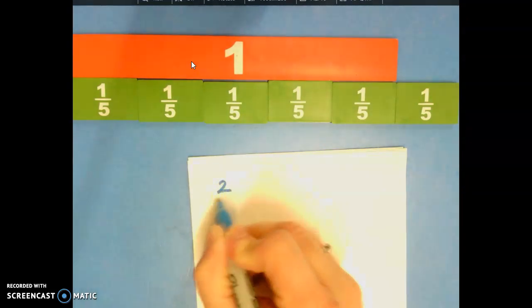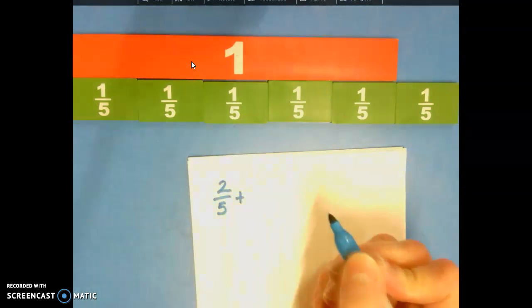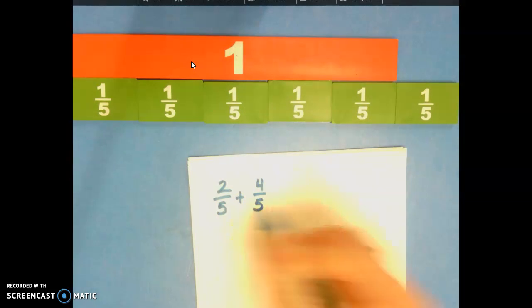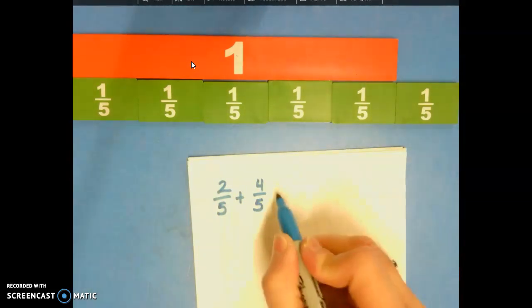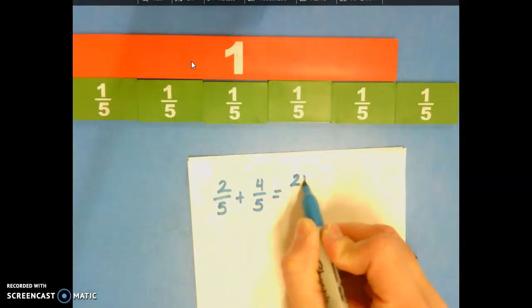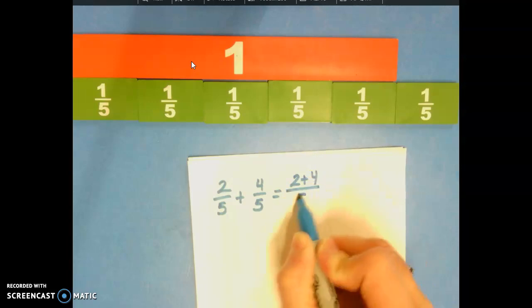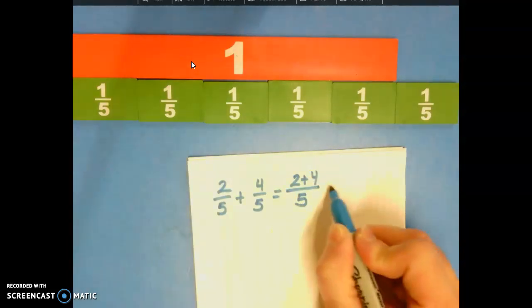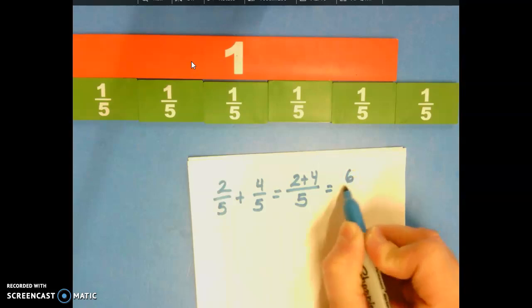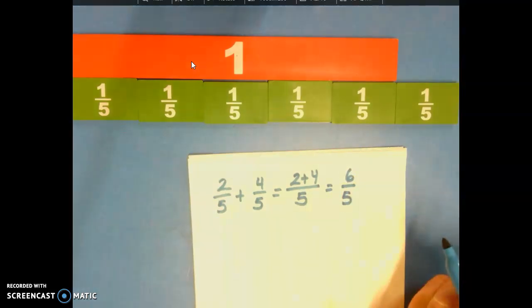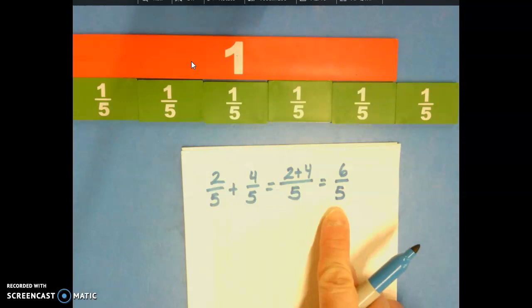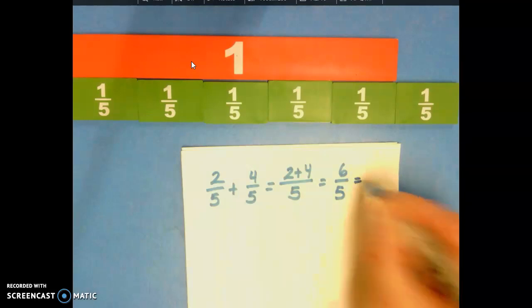I had 2/5 and I added 4/5. Since I have like denominators, I need to combine the 2 plus the 4. It still stays the 5th piece, and look right up on top of this, I have 6/5. Well, again, our last step in doing any of our fraction work today is asking ourselves, is that in simplest form? It is not. An improper fraction is not considered simplest form. You must turn it into your mixed number.